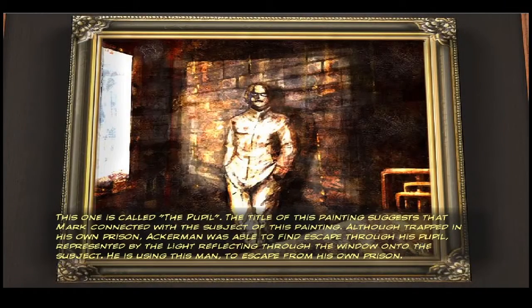This one is called The Pupil. The title suggests that Mark connected with the subject of this painting. Although trapped in his own prison, Ackerman was able to find escape through his pupil, represented by the light reflecting through the window onto the subject. He is using this man to escape from his own prison.